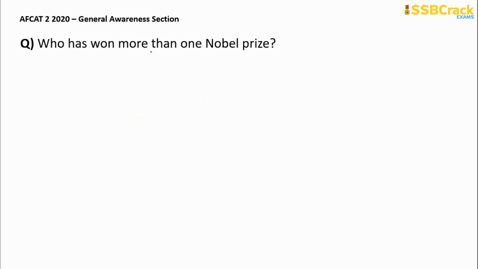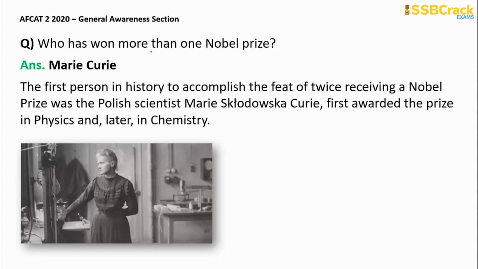Next question, who has won more than 1 Nobel Prize? Out of those options, the correct answer was Marie Curie. The first person in history to accomplish the feat of twice receiving a Nobel Prize was the Polish scientist Marie Curie. She was first awarded the prize in physics and later in chemistry.